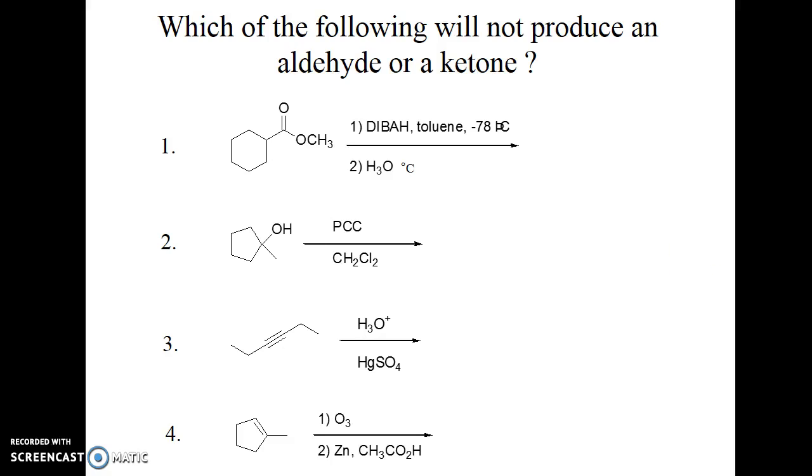Okay, so now all the rest of these slides are going to all be on you try it problems that are from chapter 19 in general. So there's going to be a lot of different material. So which of the following reactions will not produce an aldehyde or a ketone?